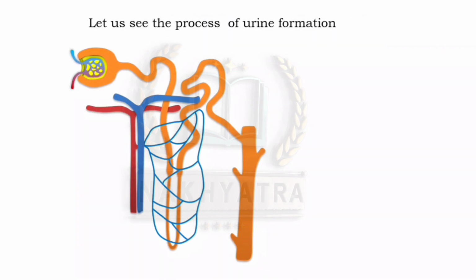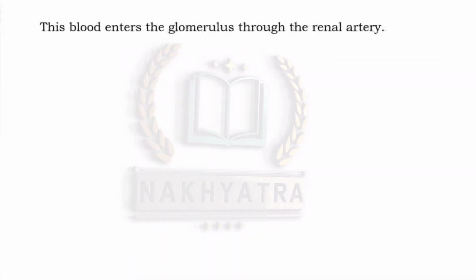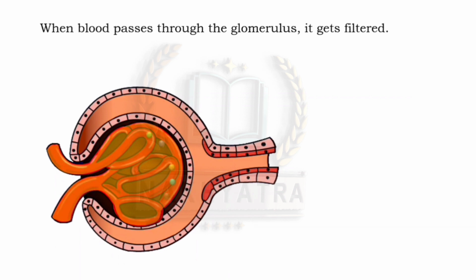Now let us see the process of urine formation. As we know, blood contains urea, ammonia, uric acid, water and other useful substances. This blood enters the glomerulus through the renal artery. When blood passes through the glomerulus, it gets filtered.